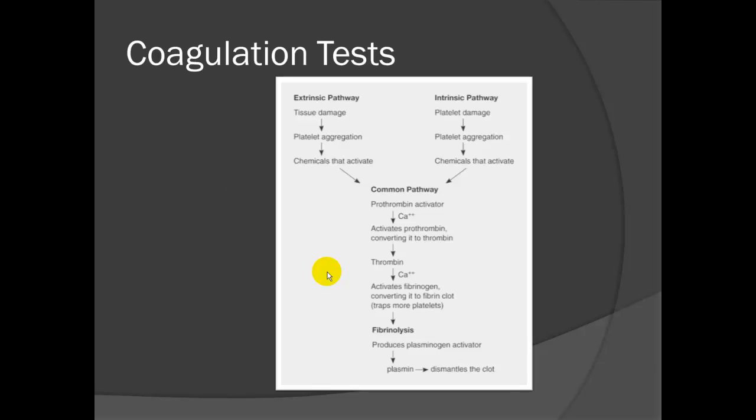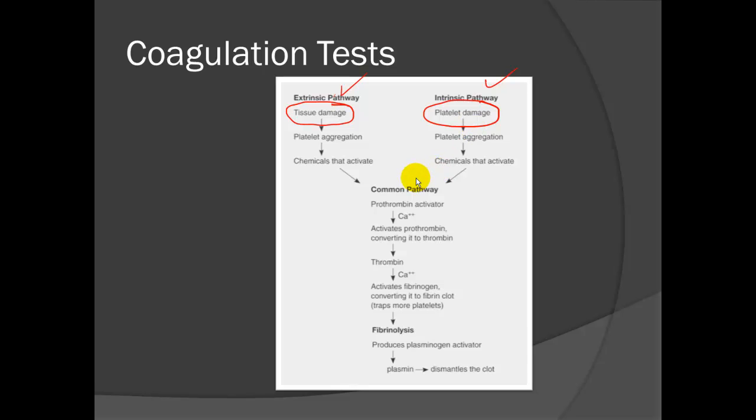We have two pathways here that we form actual clots with. We have something called an extrinsic pathway and an intrinsic pathway. And very simply, we can bring about a clot from varying forms, or varying pathways. If we have tissue damage, the tissue damage pathway is considered extrinsic. If we have the platelets that aggregate or stick together, this is called intrinsic.